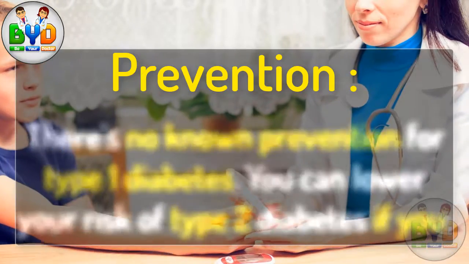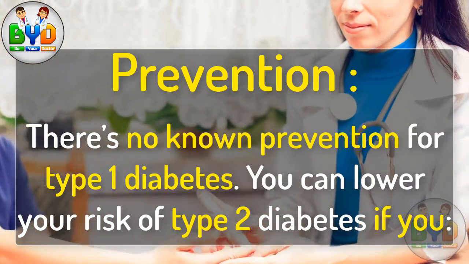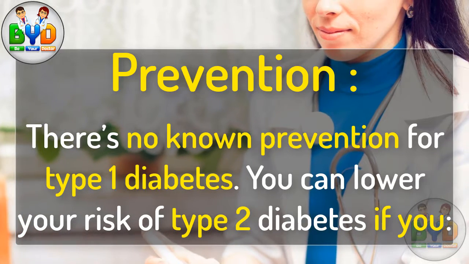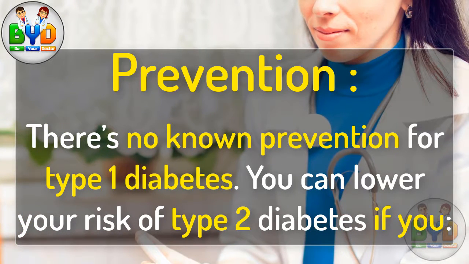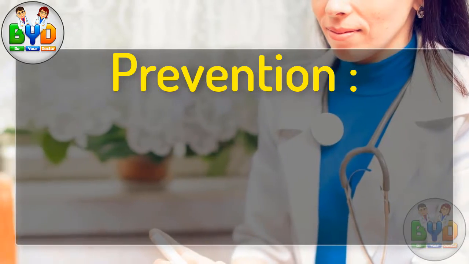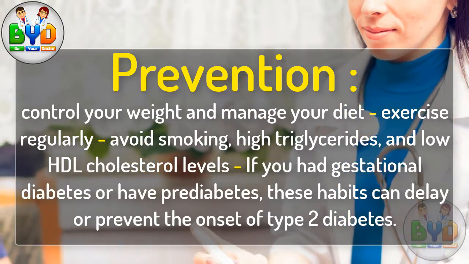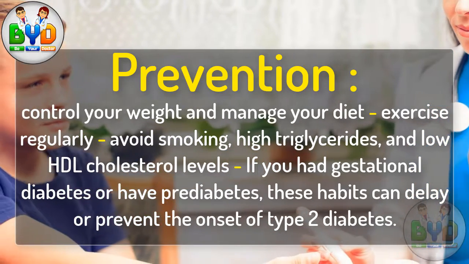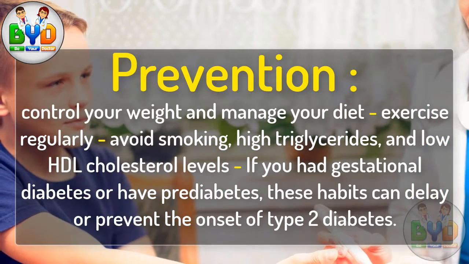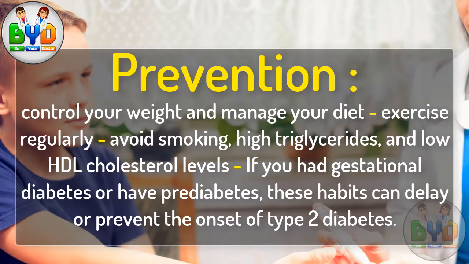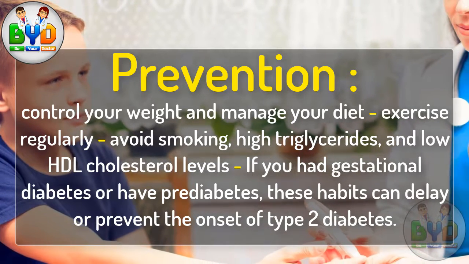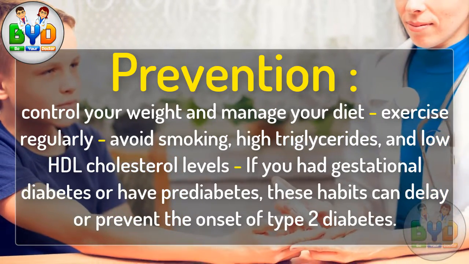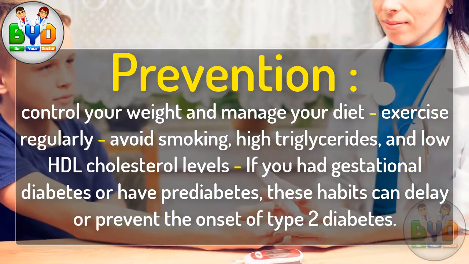Prevention. There's no known prevention for type 1 diabetes. You can lower your risk of type 2 diabetes if you control your weight and manage your diet, exercise regularly, avoid smoking, high triglycerides, and low HDL cholesterol levels. If you had gestational diabetes or have prediabetes, these habits can delay or prevent the onset of type 2 diabetes.